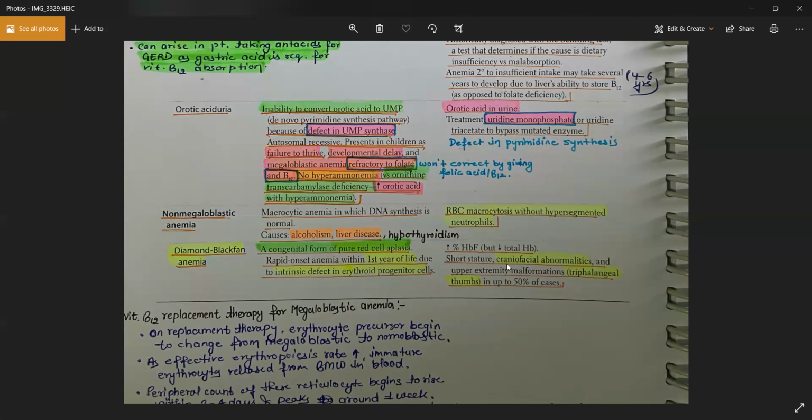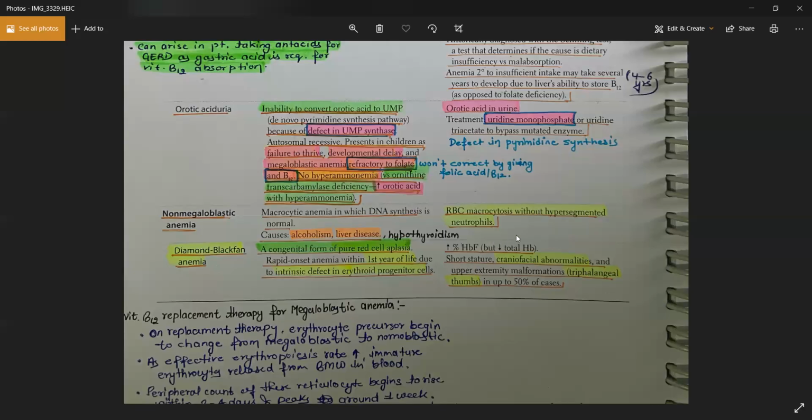You will have craniofacial abnormalities. A triphalangeal thumb would be there. Generally you have two phalanges only for the thumb, but if you have three phalanges in the thumb, that means it is kind of an example. That means the patient has Diamond-Blackfan syndrome. And the patient will also have short stature.